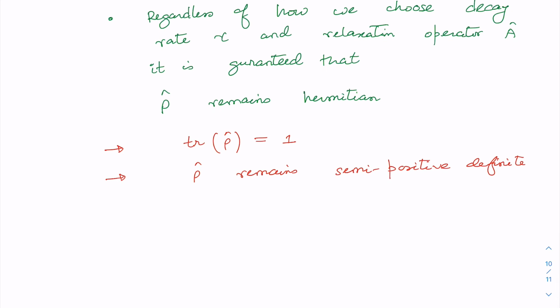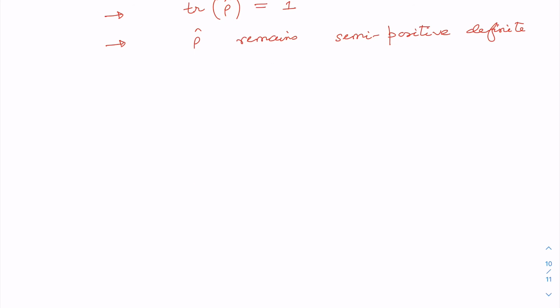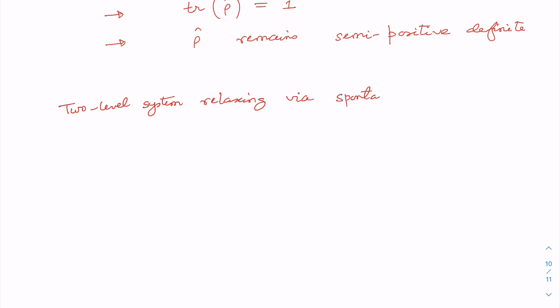Now let me give some examples to illustrate the power of this quantum master equation. Firstly, let us consider a two-level system relaxing to the ground state via spontaneous emission. This is already familiar to us.